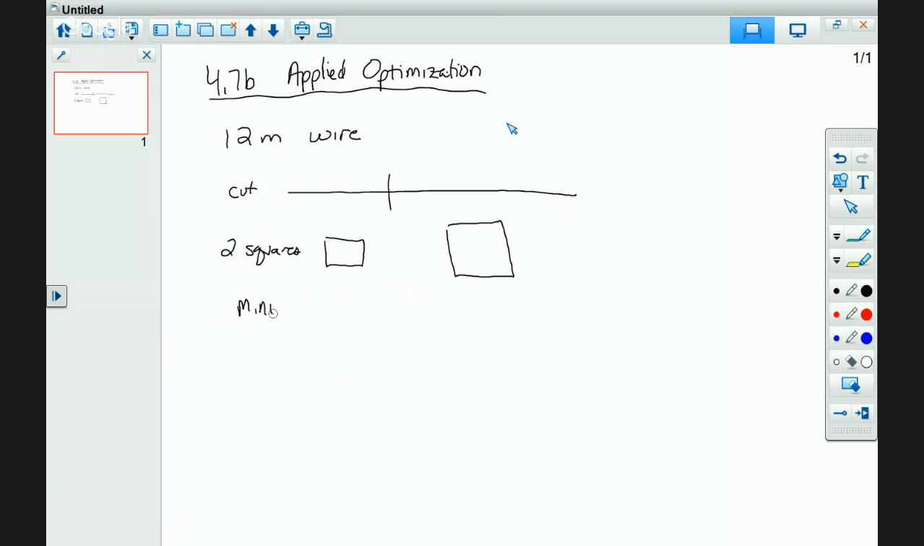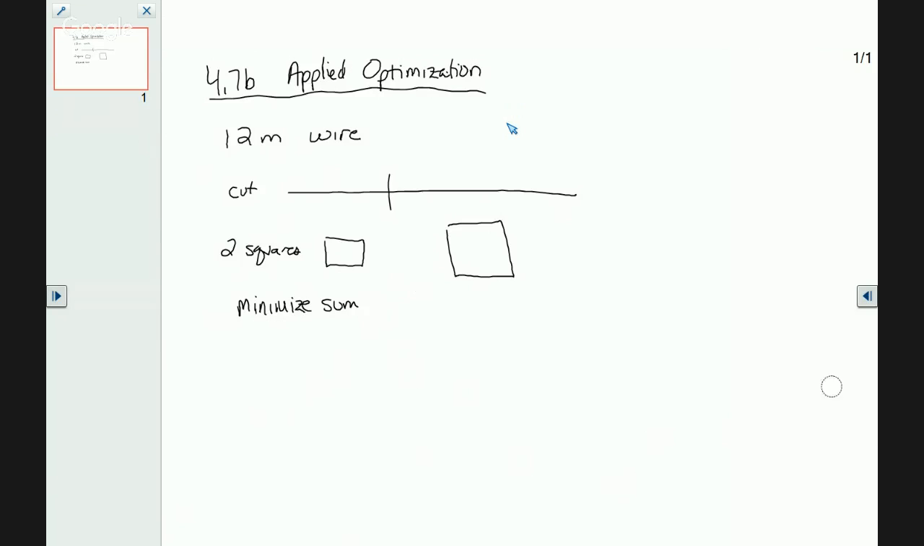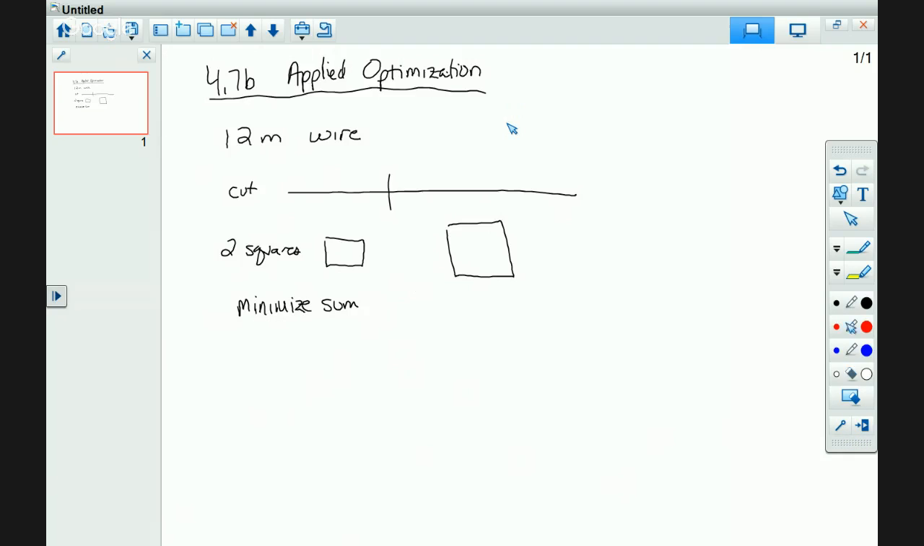Minimize sum of the areas of the squares. Okay, so there's no standard surface area formula here, no standard perimeter formula. This is where you start to have to get some stuff out of your melons.